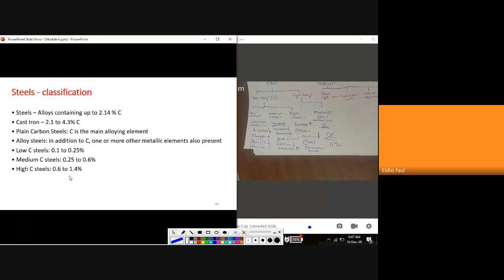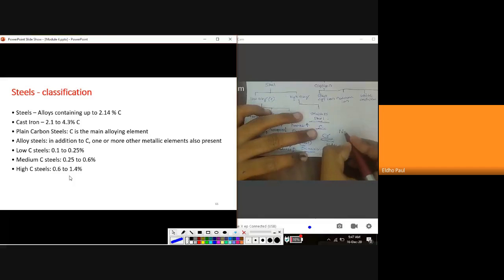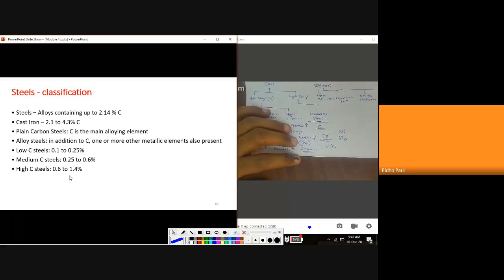More than 11%. At least 11% of chromium is required to produce a stainless steel. By adding chromium more than 11%, we get a steel with very high corrosion resistance. Similar to chromium, we add nickel and, of course, molybdenum, another important alloy element in steel. We add nickel and molybdenum to enhance the corrosion resistance of the steel, but the important alloy element is chromium, more than 11%.